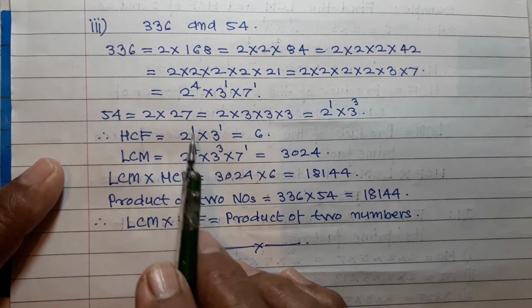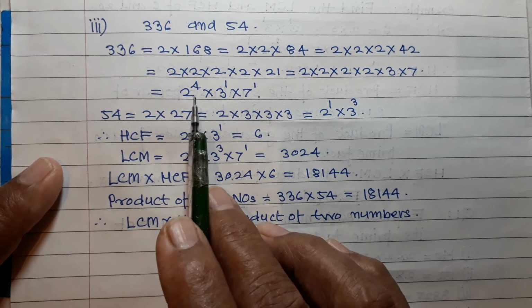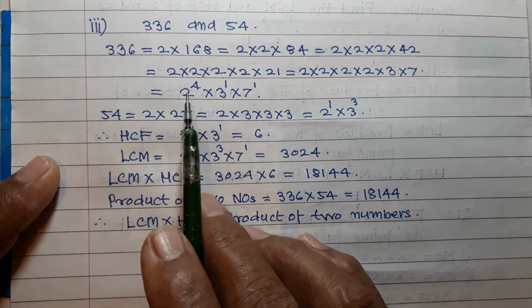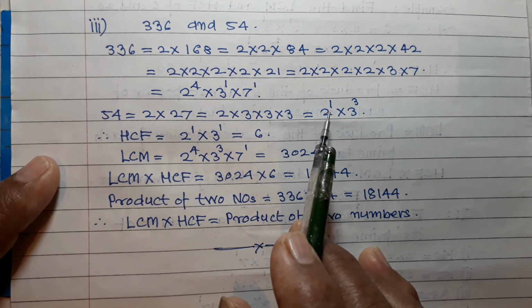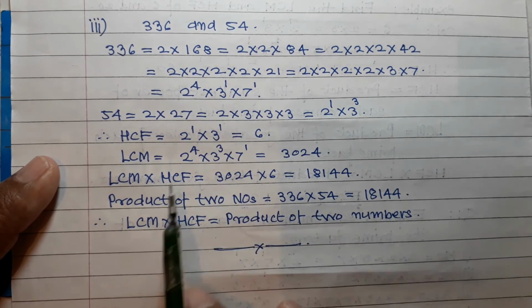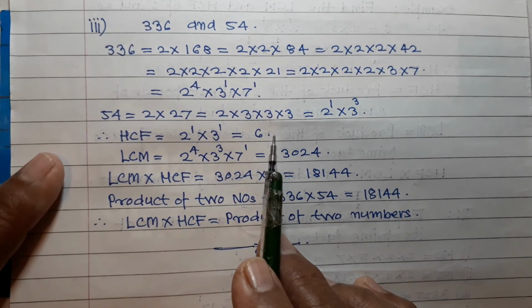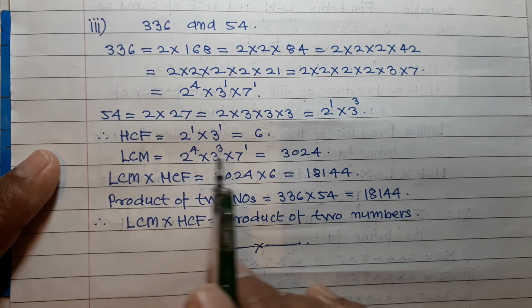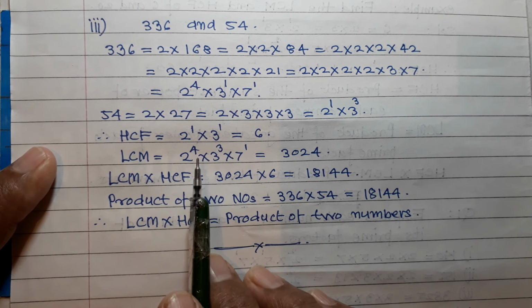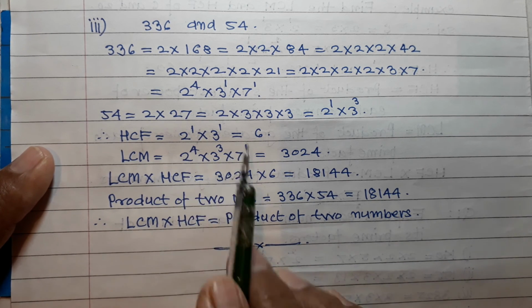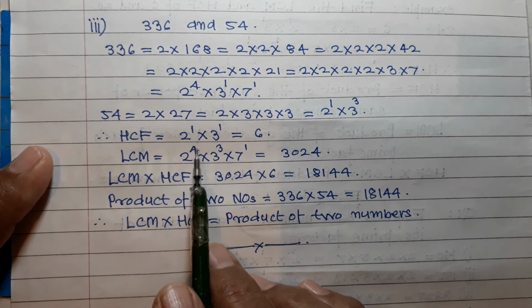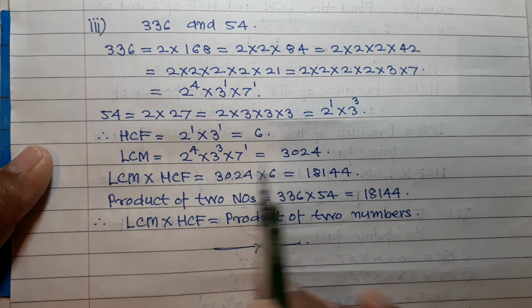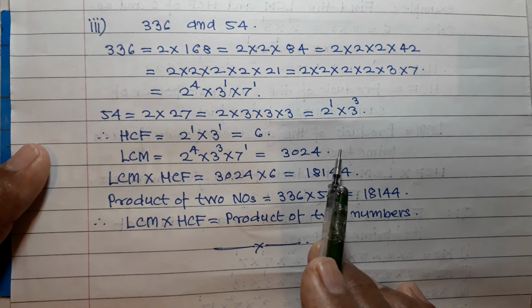HCF. So check. Now here the common factors are 2 and 3. 7 is not there. And therefore the lowest power of 2 is 1. So 2 raised to 1 into 3 raised to 1 is equal to 6. 6 is HCF. Then LCM. So take the highest power of all factors. So this is 2 raised to 4, 3 raised to 3 maximum, and 7 raised to 1, which is equal to 3024.